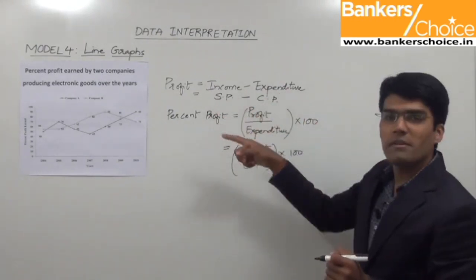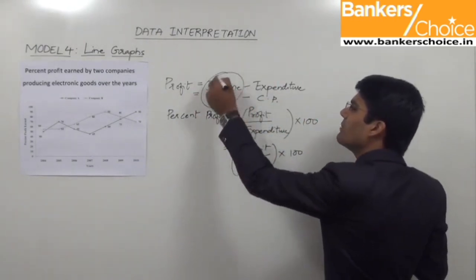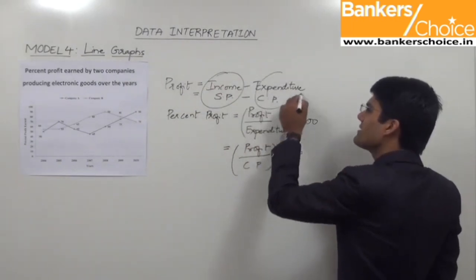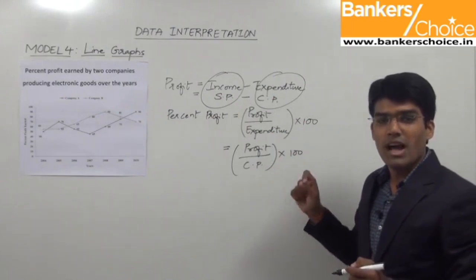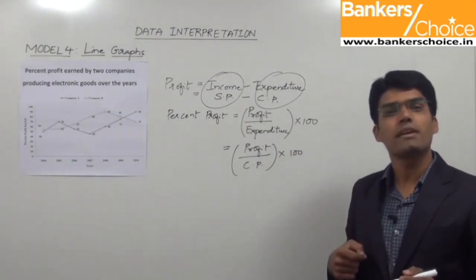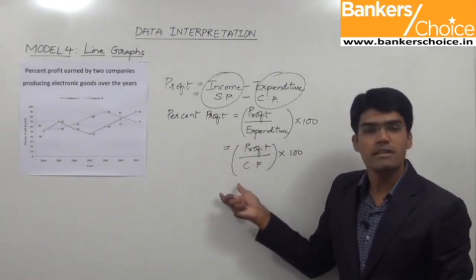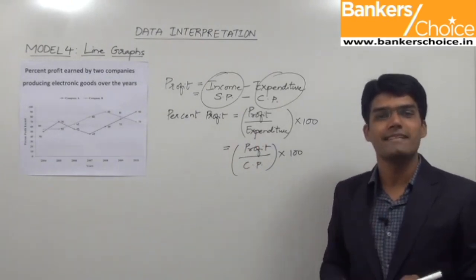So if you try to compare with the various terms here, income is nothing but selling price, and expenditure is nothing but the cost price. So now if you treat income as selling price and expenditure as cost price, solving different questions from this topic will become very easy.